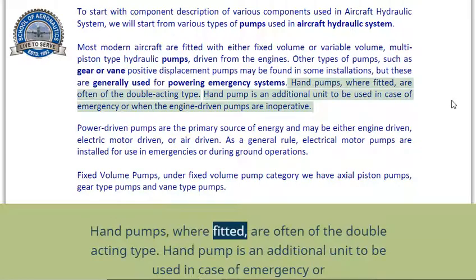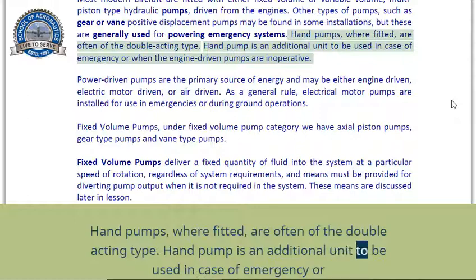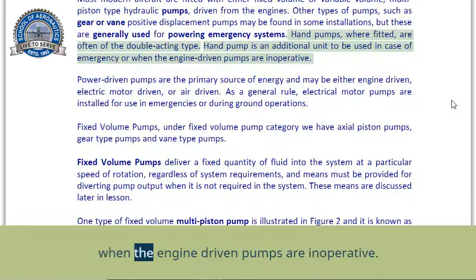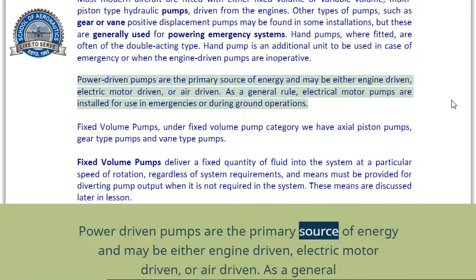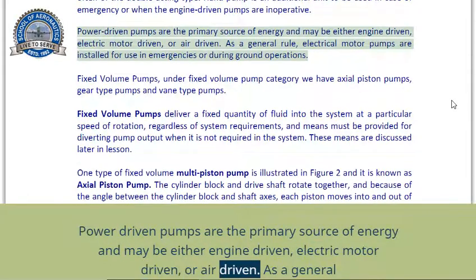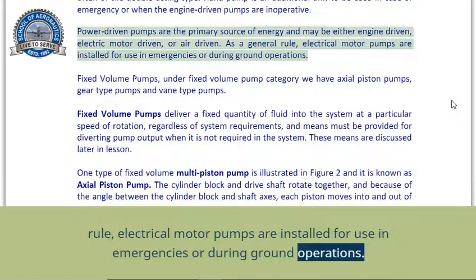Hand pumps, where fitted, are often of the double-acting type. Hand pump is an additional unit to be used in case of emergency or when the engine-driven pumps are inoperative. Power-driven pumps are the primary source of energy and may be either engine-driven, electric motor-driven, or air-driven. As a general rule, electrical motor pumps are installed for use in emergencies or during ground operations.